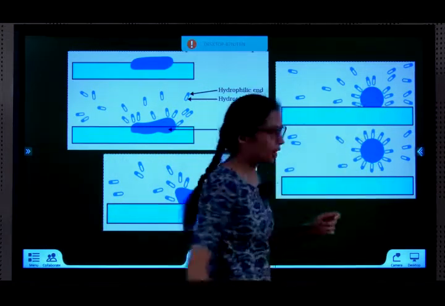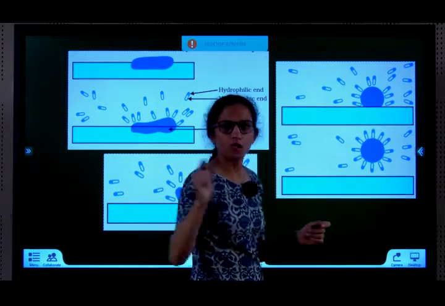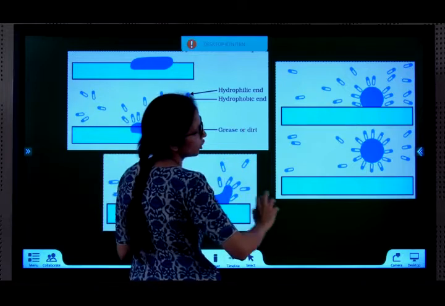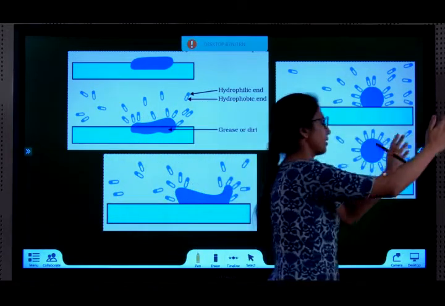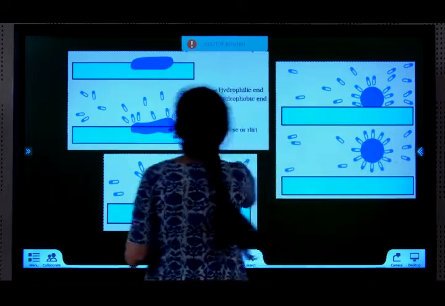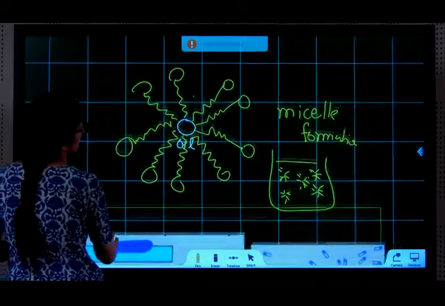Now when you flush it with water, what happens? Those molecules are attracted to water. They get lifted off, the oil substance gets lifted off and is cleaned. This is called cleansing action.